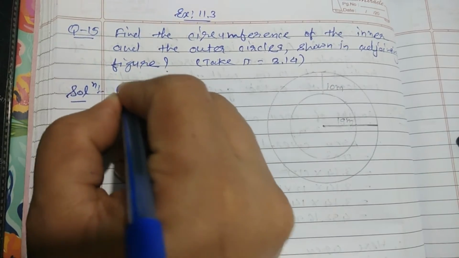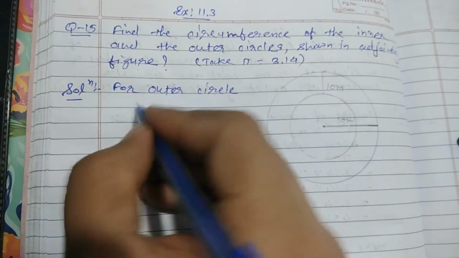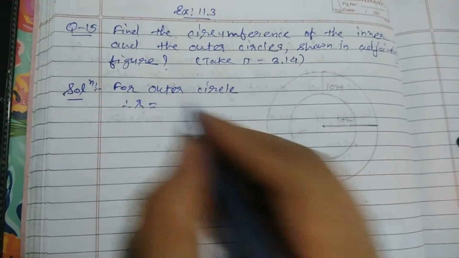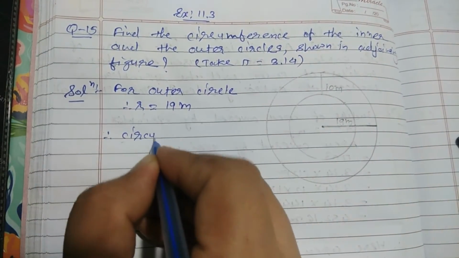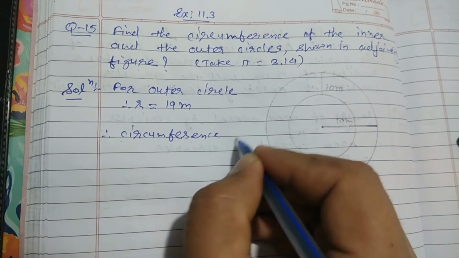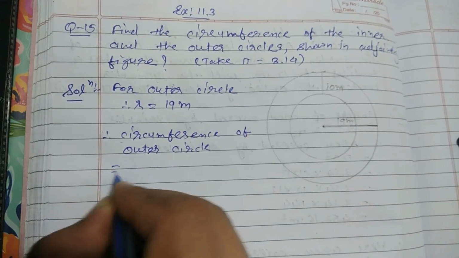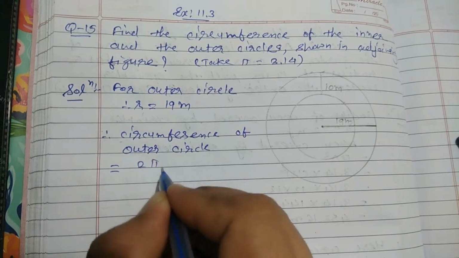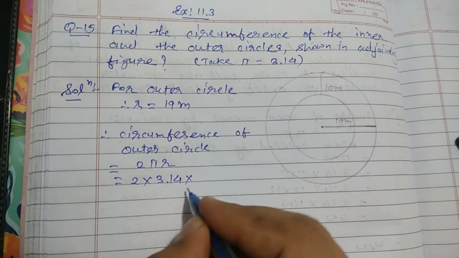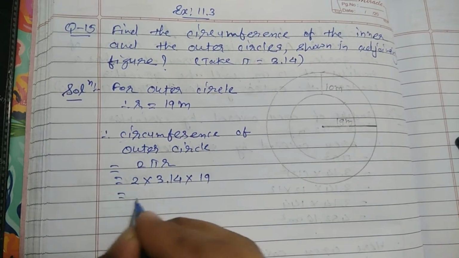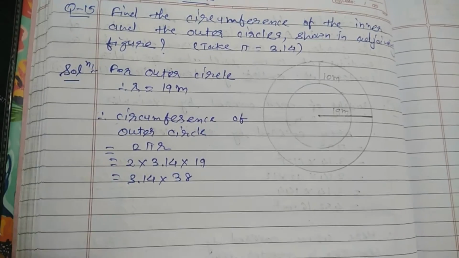So here we will write, for outer circle, radius is given, that is 19 meter, and therefore circumference of outer circle is equal to 2 pi r, that is equal to 2 multiplied by pi, that is 3.14, multiplied by r, that is 19. 3.14 multiplied by 19 times 2 is 38. So here we will do this multiplication.